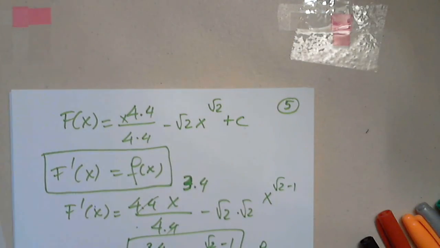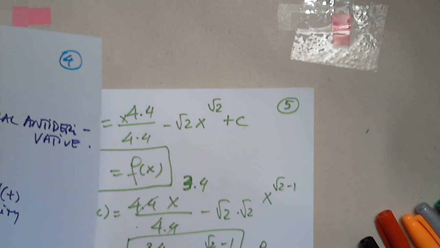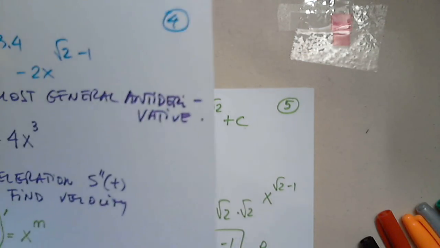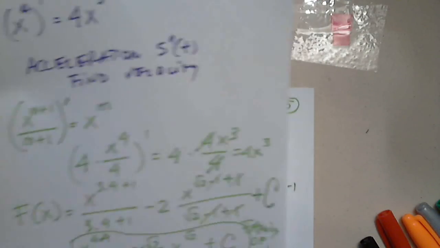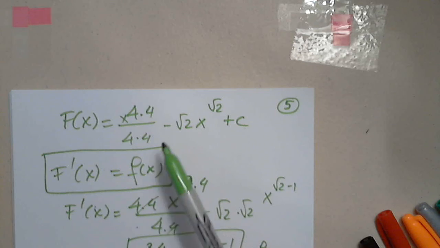So we're going to have examples like that. Let's just imagine that this is the velocity, and we were asked to find the distance function. Or this was the acceleration, and we were asked to find the velocity function.